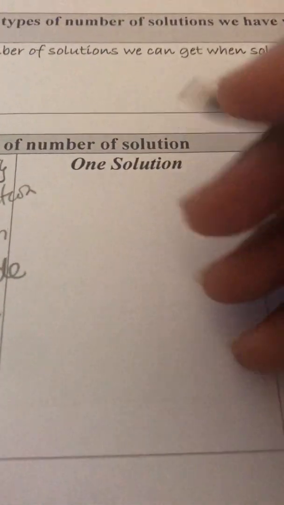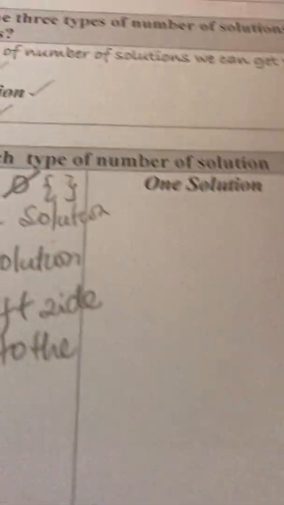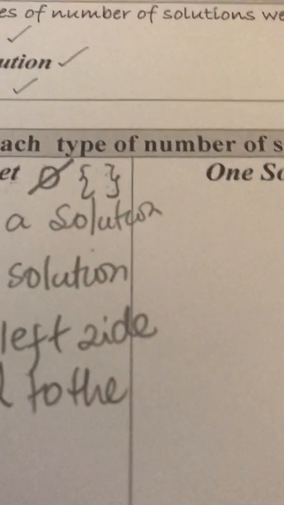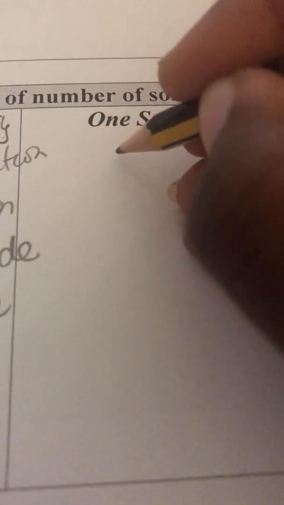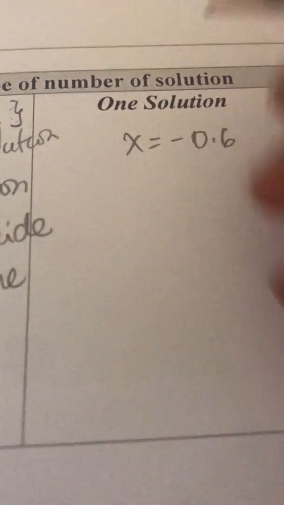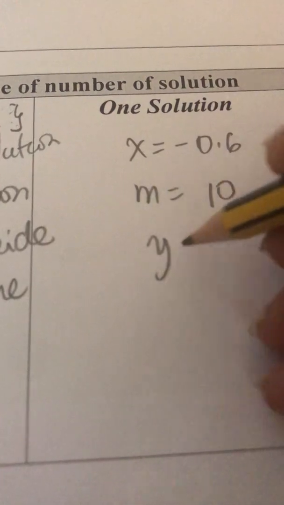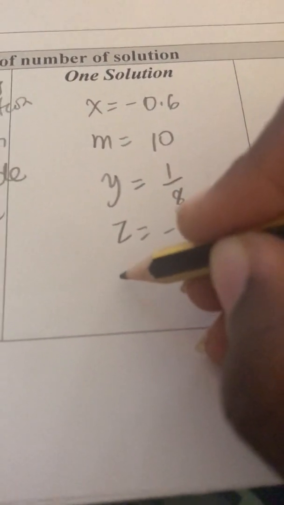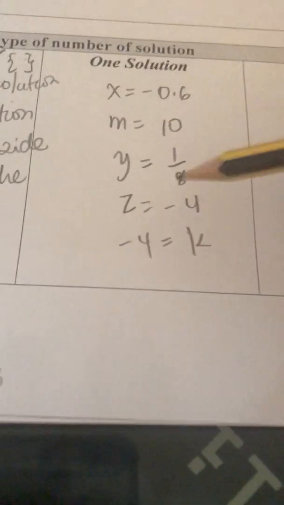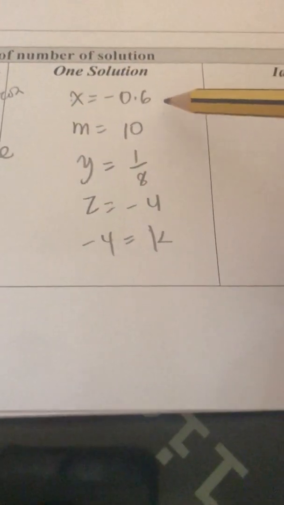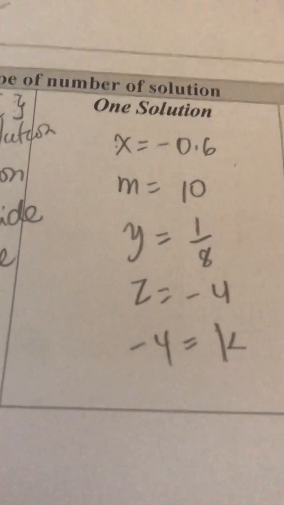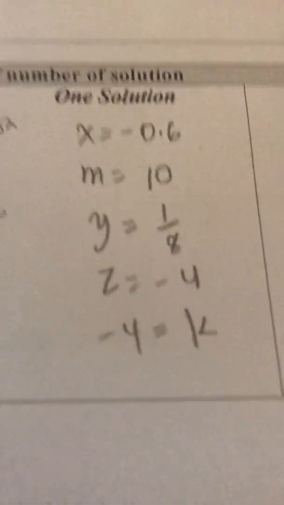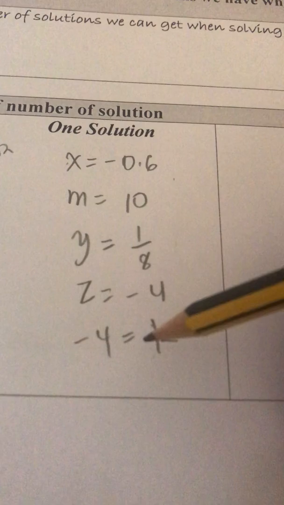Okay? All right. Now, how do you know you have one solution? One solution, you will need a variable and a number. Okay? So, variable and a number. So, you will have x equals -0.6, or you have m equals 10, or you have y equals 1/8, like this. It doesn't matter. You have z equals -4, or you have -4 equals k, like that. As long as you have a letter on one side and a number on one side, then you have one solution. That is how you know. Because you found an answer, because your variable has an answer, because you have one variable and one answer. So that is why you're calling it a one solution.